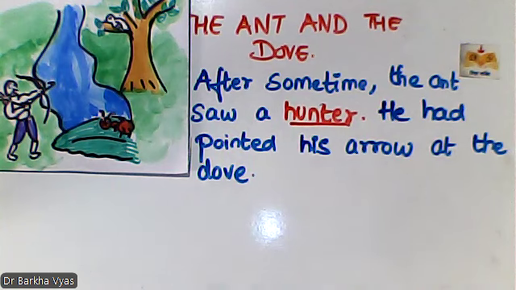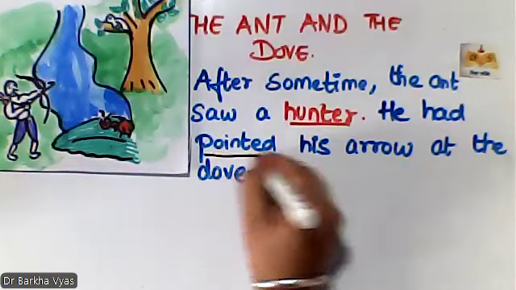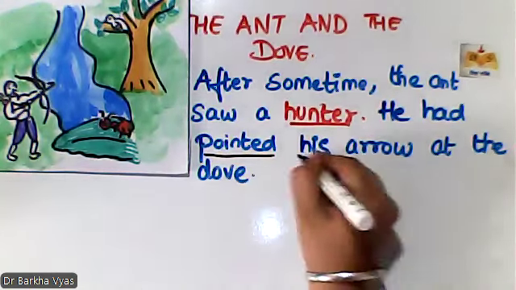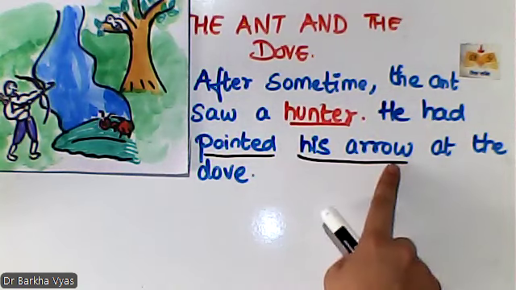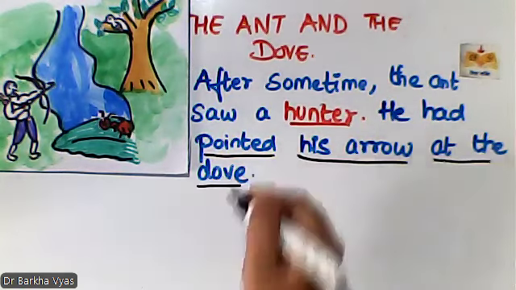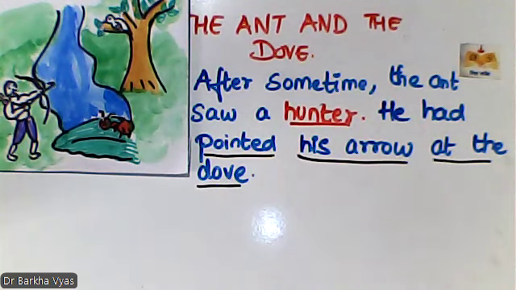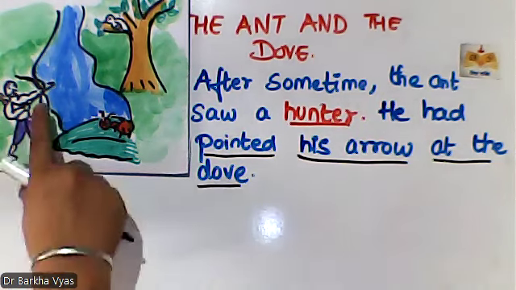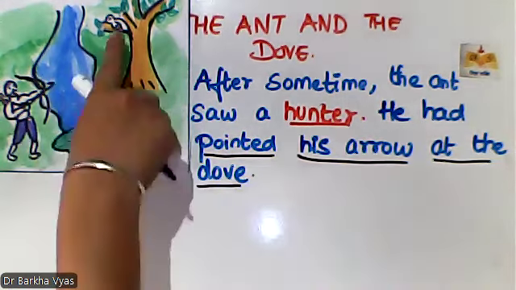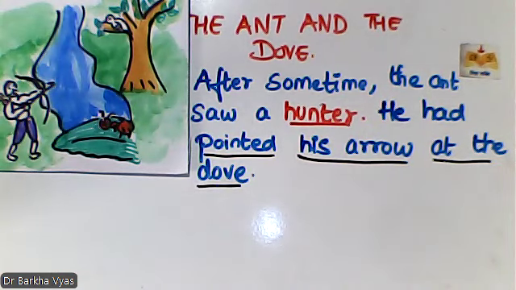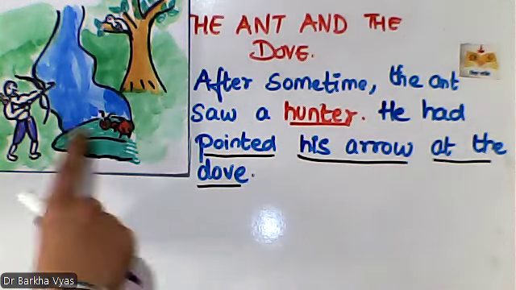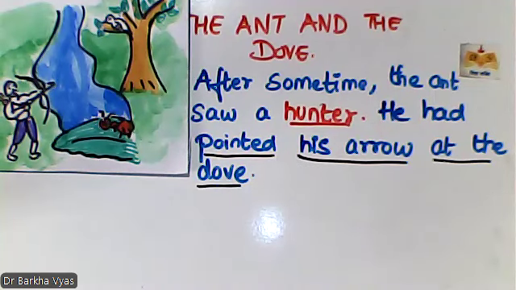What did the hunter do? The hunter had pointed, यानी कि उस दिशा पे किस क्या पॉइंट किया था? His arrow at the dove. So he had pointed his arrow at the dove. तो who had pointed the arrow at the dove? Arrow अगर dove को लगेगा, if the arrow hits the dove, what will happen? The dove will fall down. Uh-oh, so what shall we do? The ant saw this. So let's see if the ant is able to help the dove. Come on. So what happened?